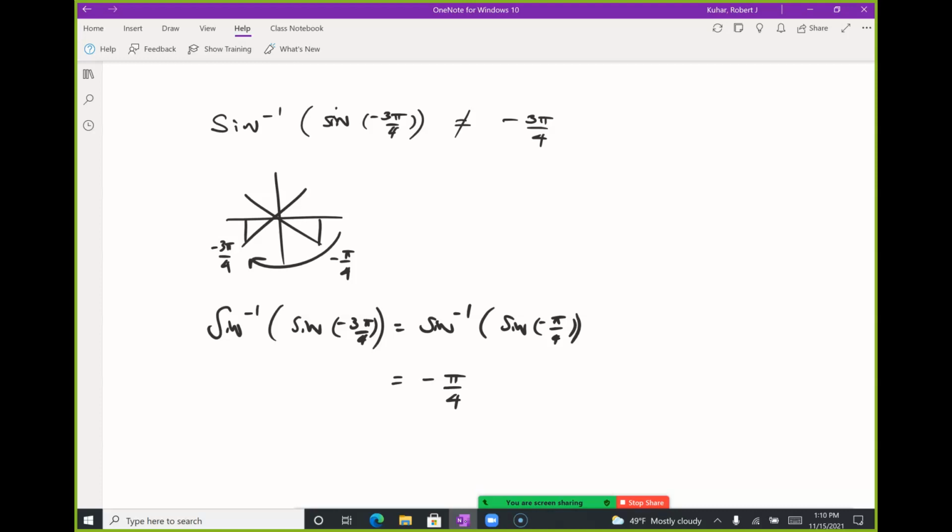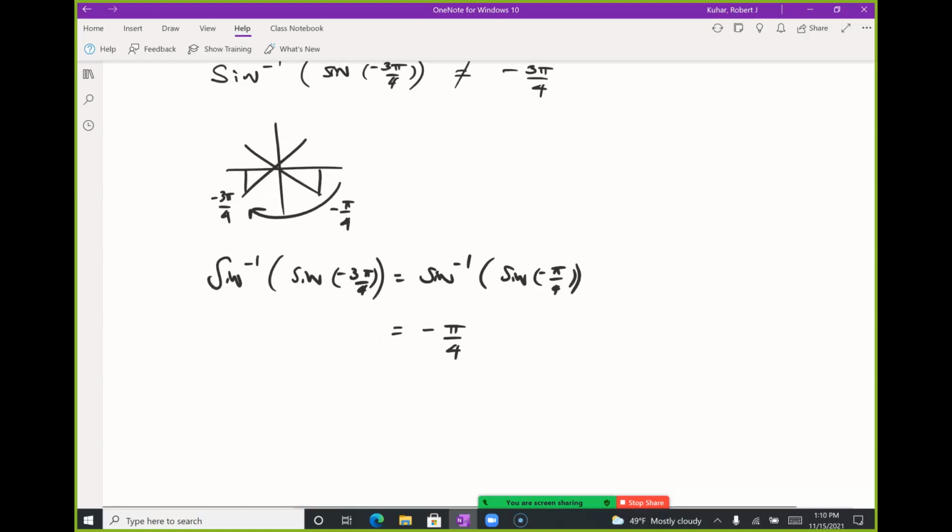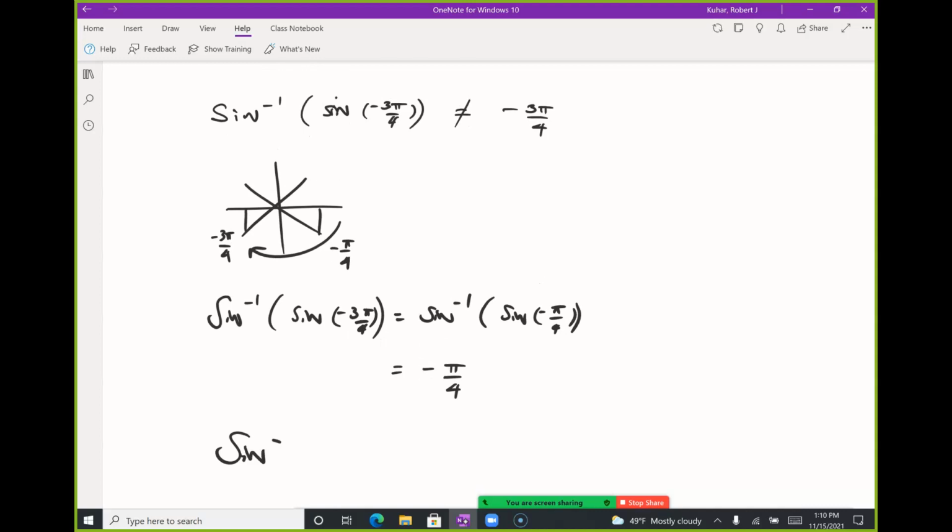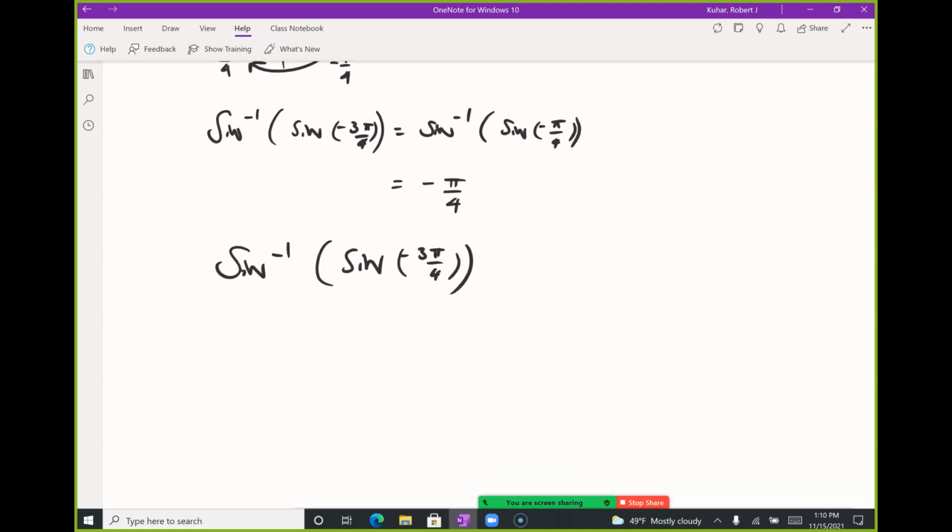I can do this problem another way, and that is using my drunk Aunt Sally, right? I can just start on the inside here. So inverse sine of the sine of minus 3 pi over 4. Well, I know the sine of minus 3 pi over 4 is what ratio? Good, minus rad 2 over 2. And I know the reference angle for that is pi over 4. But it has to be in quadrant 4. Remember, inverse sine works in quadrant 1 or quadrant 4, right?